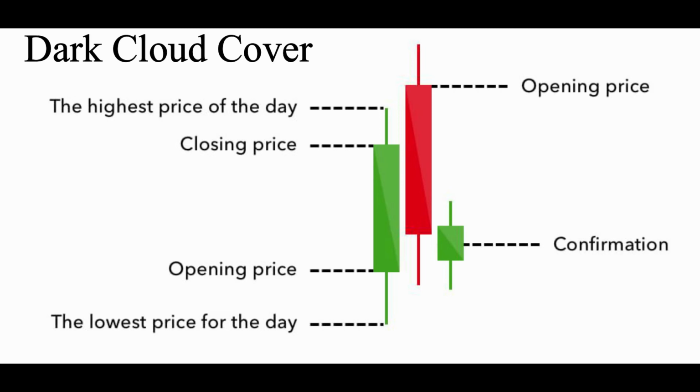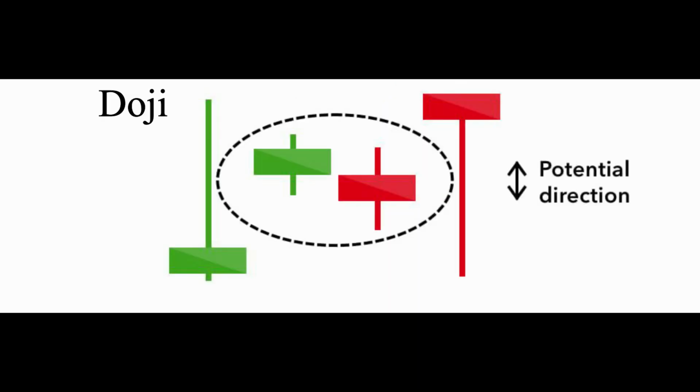Doji, formed when the market open and close are almost at the same price points. The candlestick resembles a cross or a plus sign. It conveys a struggle between buyers and sellers that results in no net gain for either side. It's a neutral signal, but it can be found in reversal patterns such as bullish morning star and bearish evening star.